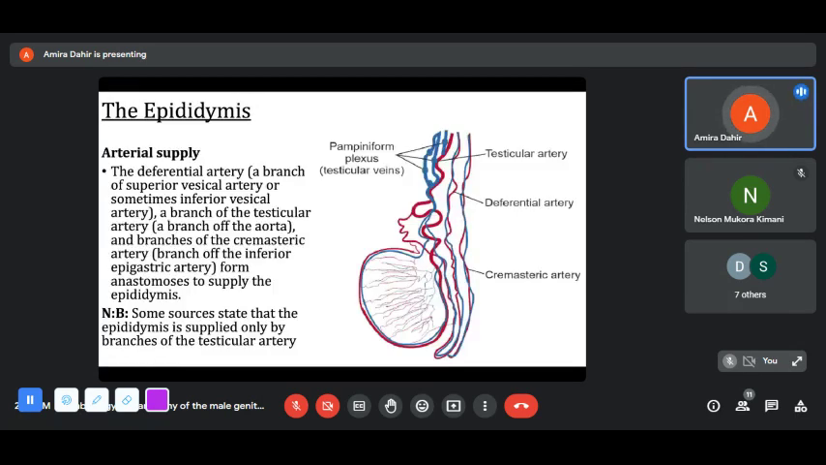On arterial supply of the epididymis, the deferential artery, mainly a branch of the superior vesical artery or sometimes the inferior vesical artery, supplies the epididymis, and also a branch of the testicular artery, which branches off from the aorta directly, and branches from the cremasteric artery supply the epididymis. We have some sources that say that the epididymis is supplied only by the branches of the testicular artery.